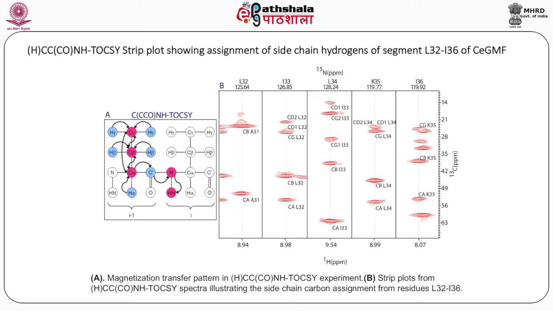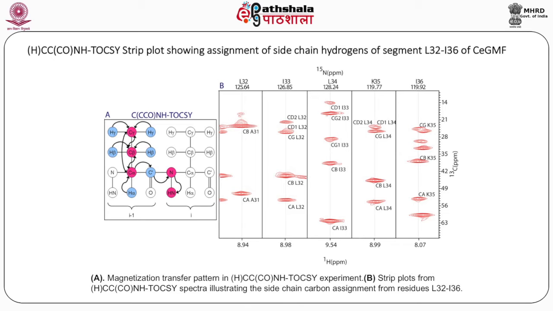This strip shows two peaks. The downfield peak, which is at the bottom, is labeled as Ca of A31, which is now the preceding residue to L32. So, this is the C alpha chemical shift, and this would match in the HNCA and HNCACB experiments for the strip of A31. And we also see an upfield peak, which is at a very characteristic value of around 22 ppm, and this is the C beta carbon chemical shift of A31.